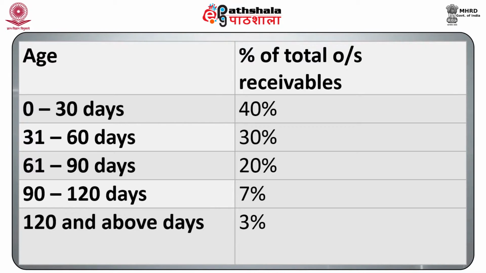Now, 0 to 30 days, 40% receivables are there. 31 to 60 days, 30% receivables are there. Within 61 to 90 days, 20% receivables are there. 90 to 120 days, 7%, and 120 and above, 3%. By comparing the aging schedule of the firm with other firms, or by comparing with the previous period, one can determine whether things are in control or there is a reason to worry. In the above example, debts older than 120 days may be written off as bad debts.